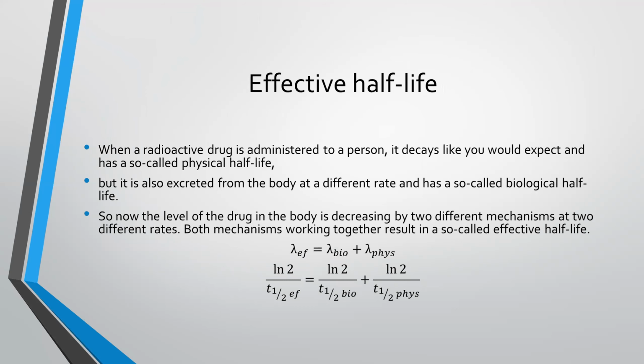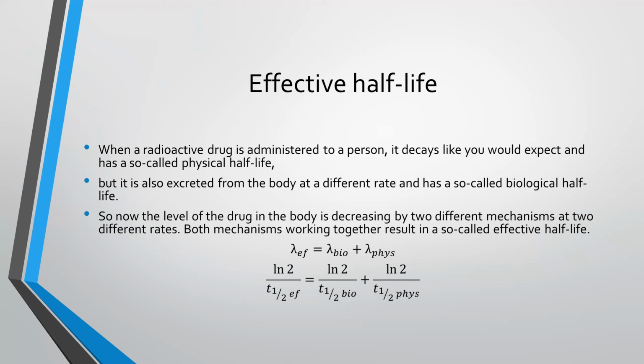Now there is something called effective half-life. So when a radioactive drug is administered to the person, the decay is like we would expect as physical half-life, but it is also excreted from the body at a different rate. So it has a biological half-life. So now the level of the drug in the body is decreasing by 2 different mechanisms. And as we would think of it, it is in parallel. So although we add it in series, we don't simply add it, we divide the values and then add it. So they work together and they have effective half-life.